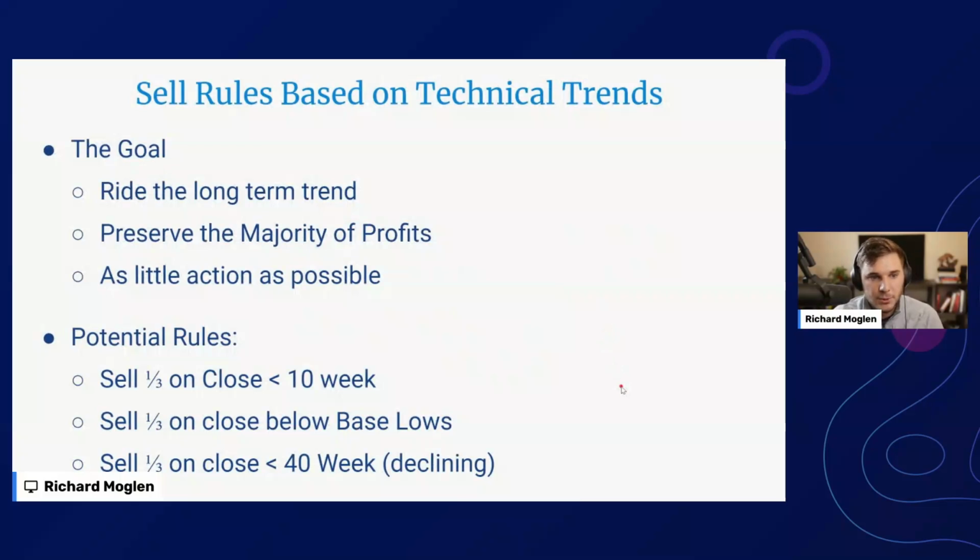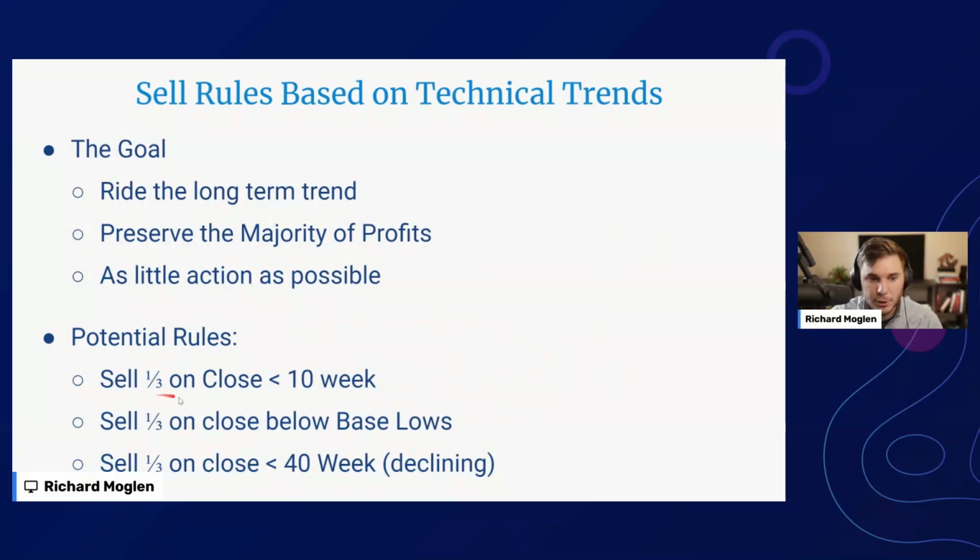So here are a few sell rules based on technical trends. First of all, taking a step back, once again, the goal is to, of course, ride the long-term trend. We want to do as little as possible and just let the stock work. And we basically want to preserve the majority of profits. So if you make 200, 300, even just 100% on a stock, you want to preserve that for the most part, and definitely not give it back and even go negative on that trade, because you've had that amazing profit that you want to lock in and secure at least part of it. So here are some potential rules, and we'll go through some examples in just a second.